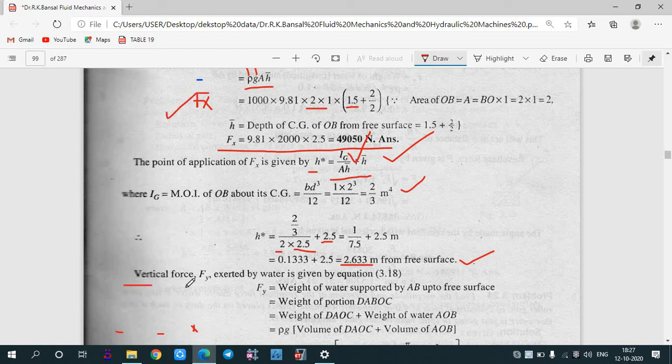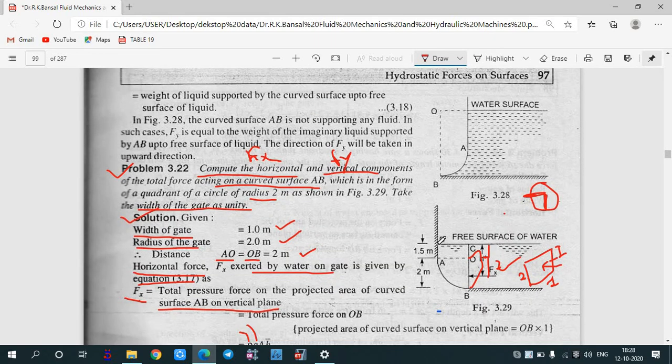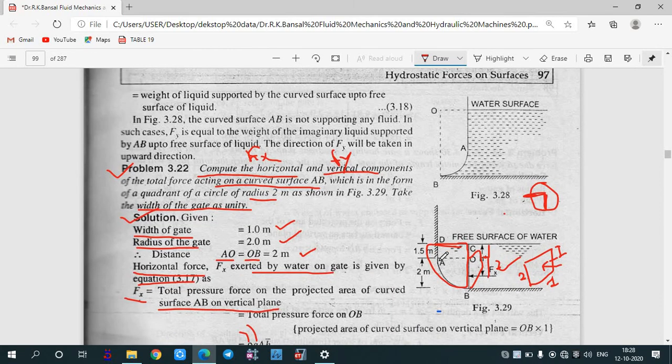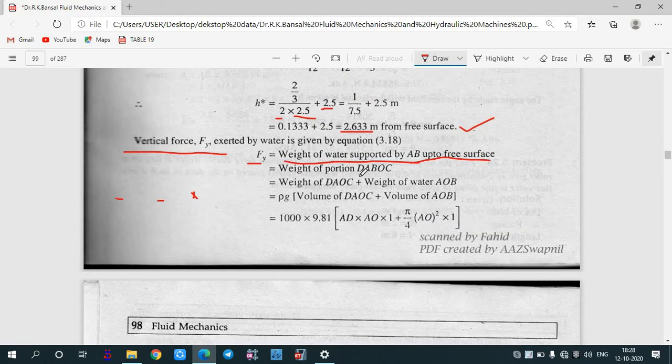Now we need to also resolve the y direction forces. In y direction, as you can see, this much portion we need to consider because the body is lying on this side. So we need to consider the total weight, the weight of this much portion which is acting. So as you can see, Fy is nothing but the weight of water supported by AB. So the weight of water supported by AB up to the free surface is nothing but what? DABOC. Okay, it is written over here, DABOC.